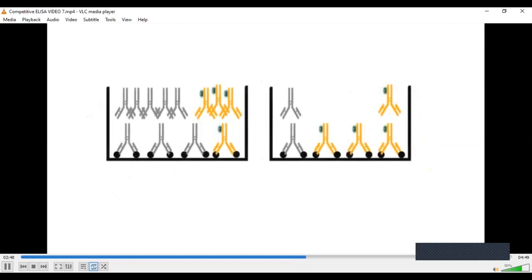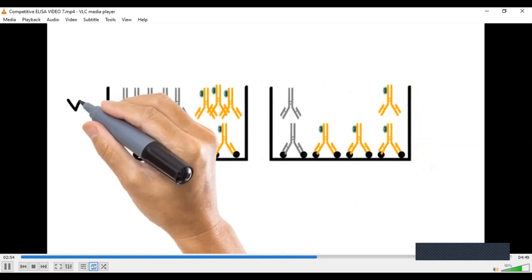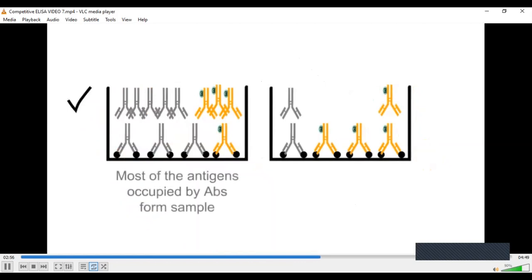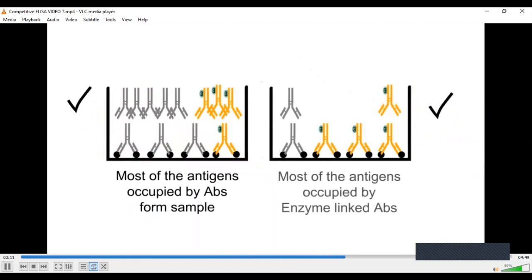If the concentration of antibodies from the sample is more than enzyme-linked antibodies, as in this case, these antibodies will occupy most of the antigens of the well. On the other hand, very few enzyme-linked antibodies will bind to the antigens. But if the condition is reversed, as in this case, most of the antigens will be occupied by the enzyme-linked antibodies.